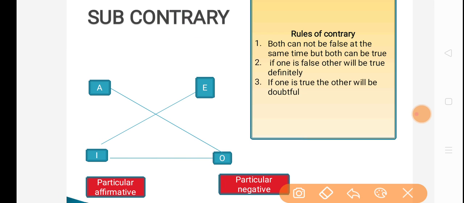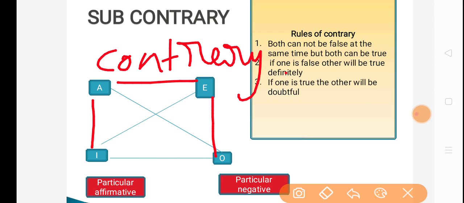When we want to remember all these things in our memory, I'm drawing the same square here also. The relation between A and E, we learned, is called contrary.